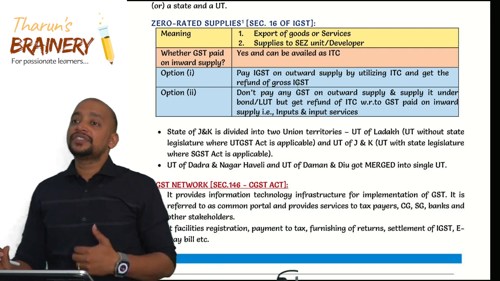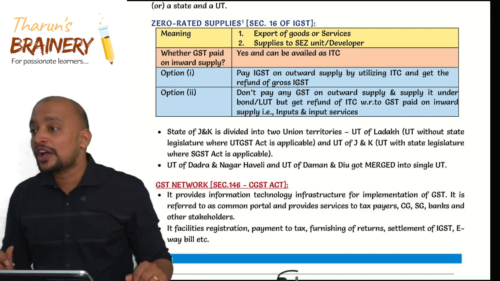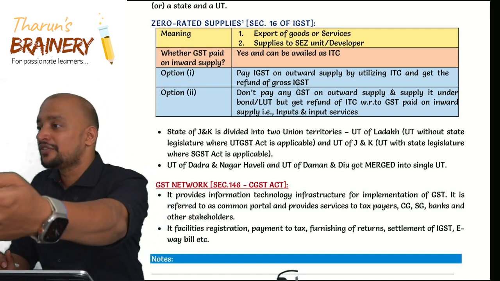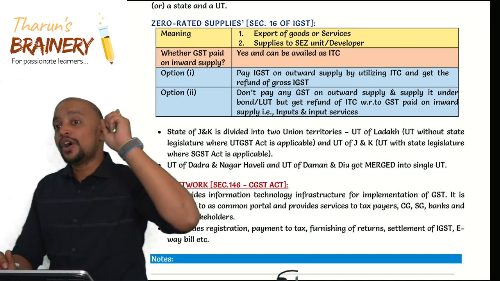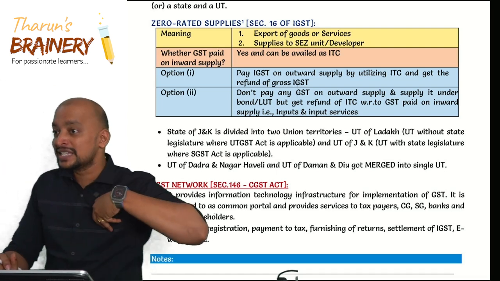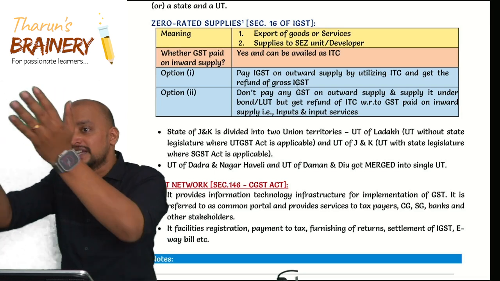Suppose you don't have that much credit on capital goods, then it is advisable to go for option 2. Why option 2? Because in option 2, I am not going to pay anything at the time of export or outward supply. Whatever I paid at the time of purchase, I am getting. So the time value of money is not involved, because in case of option 1, I have to pay that amount and wait to get it as a refund.